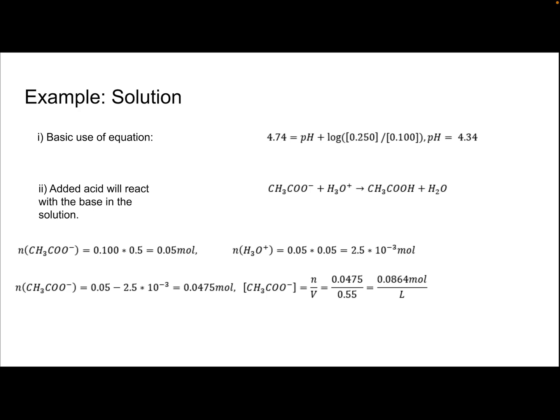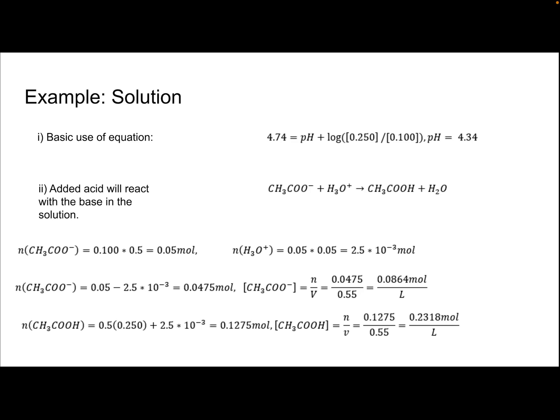Now we have 0.0475 moles of ethanoate ions, and the total volume of the solution was 500 milliliters, but then we added another 50 milliliters of hydrochloric acid. So therefore, the total volume of the solution is now 550 milliliters, which is 0.55 liters. So we can find that the concentration of ethanoate is 0.0864 mole per liter.